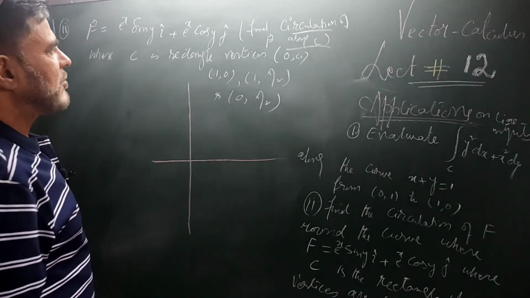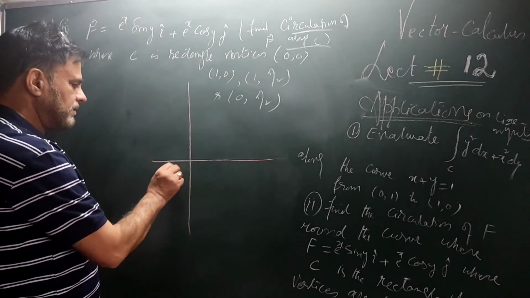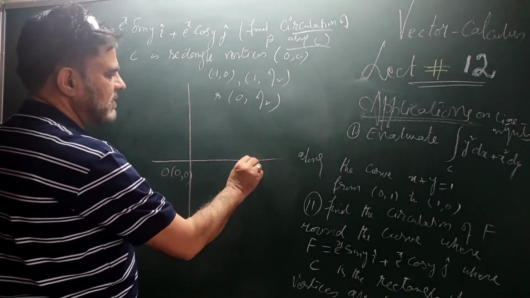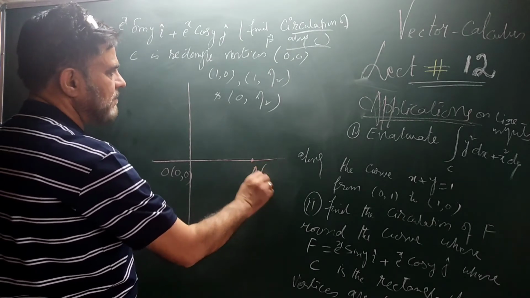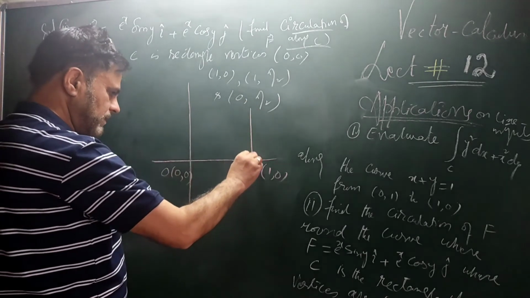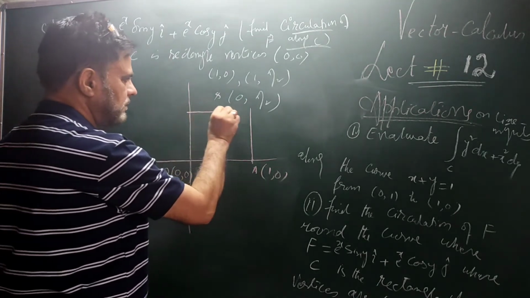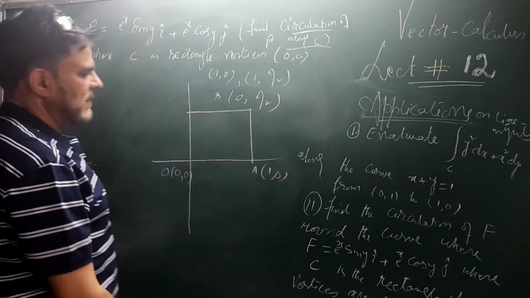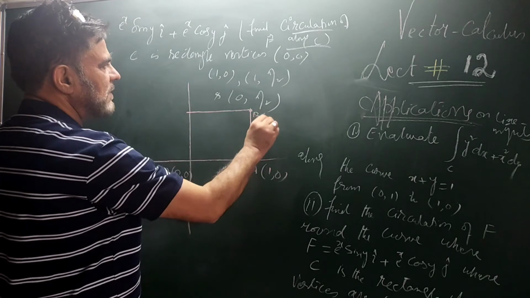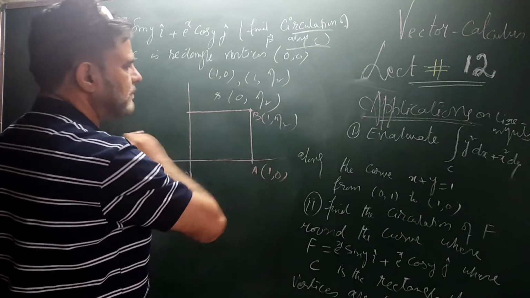There is a rectangle whose vertices we join. Let me take this O as (0, 0). Obviously, this will be, let it be A (1, 0). This rectangle goes this way, and this point is given by, let it be B (1, pi by 2).